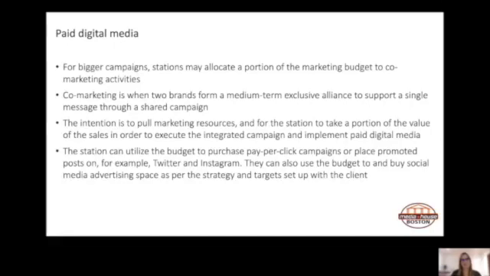The intention is to pool marketing resources and for the station to take a portion of the value of the sales in order to execute the integrated campaign and implement paid digital media. The station can utilize the budget to purchase pay-per-click campaigns, place promoted posts on, for example, Twitter and Instagram, and purchase social media advertising space, such as on Facebook, as per strategy and targets set up with the client.